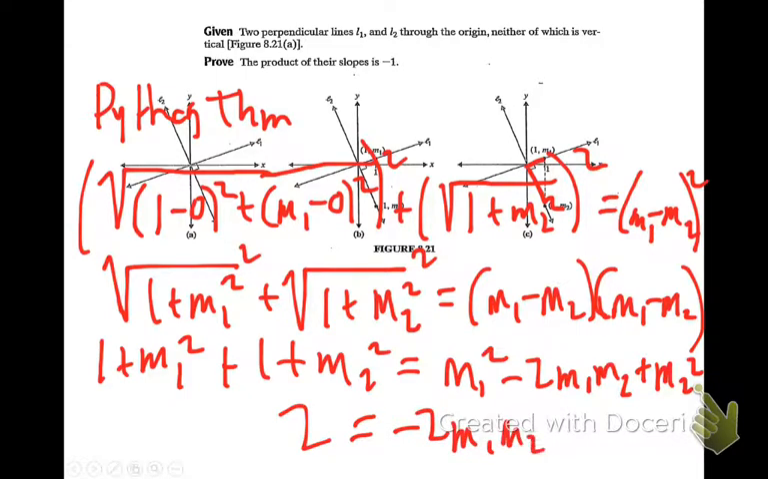and then we divide both sides by negative 2, and we get M1 times M2 equals negative 1. Alright, so that is a proof that the product of slopes equals negative 1 when they're perpendicular. Questions? Alright.